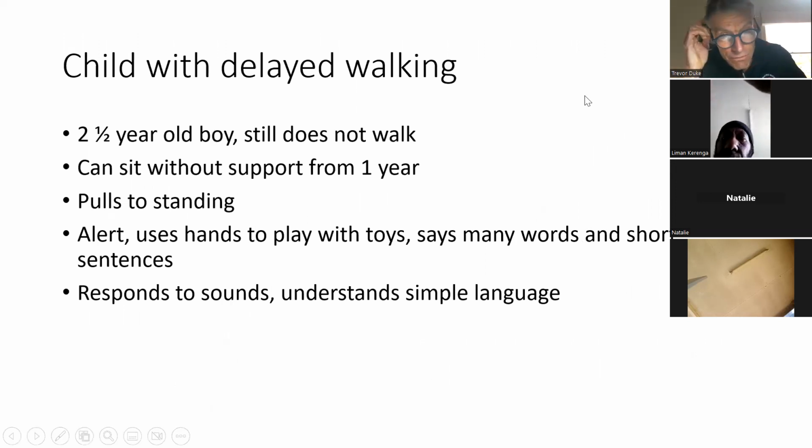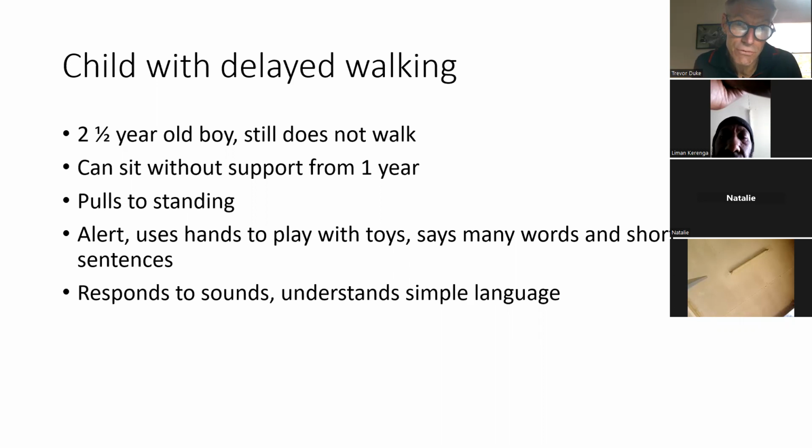Now, the second last clinical syndrome I wanted to go through: we've talked about the hypotonic infant. We've talked about the child with a new onset of difficulty walking. And we've talked about the child with a hemiplegia, who also generally has difficulty walking. And now let's talk about the child with delayed walking. So that's a child that still doesn't walk even when they should.